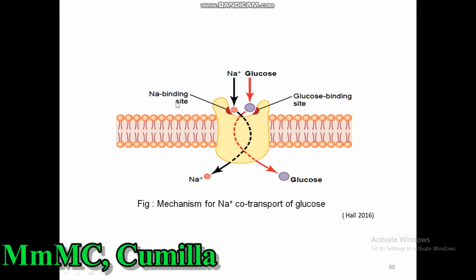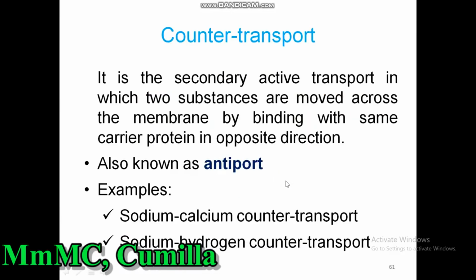As we see here, sodium is binding with the sodium binding site and goes inside the cell. At the same time, glucose binds with the glucose binding site and goes in the same direction within the cell membrane. Now, counter transport. It is the opposite of co-transport.